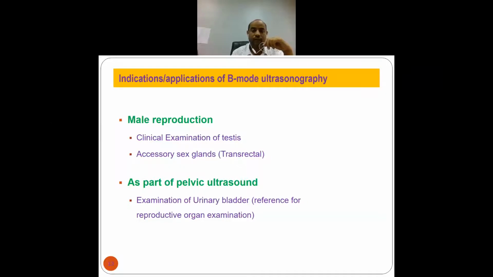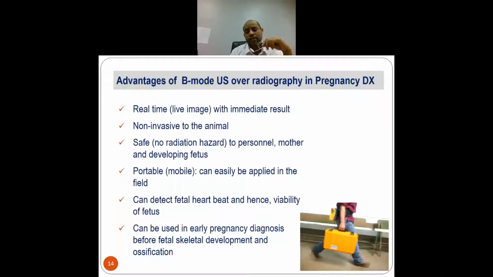All right. Okay, this is a brief summary, which is supposed to come immediately after the comparative presentation of the ultrasound and the radiography. Basically, this is a list of the advantages of B-mode ultrasonography over radiography in pregnancy diagnosis. So remember that we can also use radiography to diagnose pregnancy, especially in small ruminants like sheep and goats.